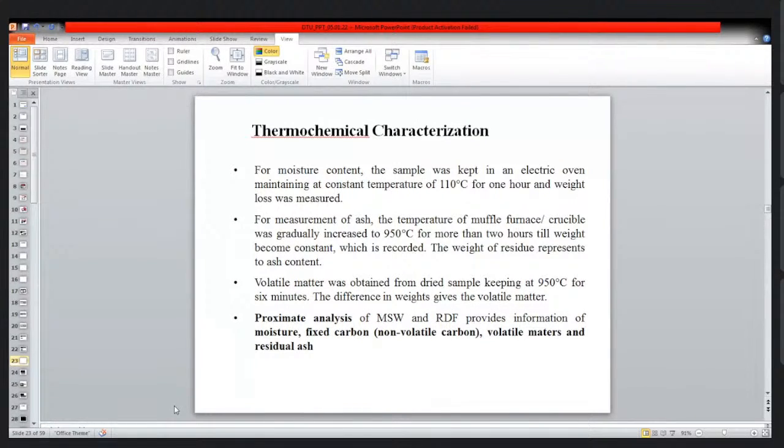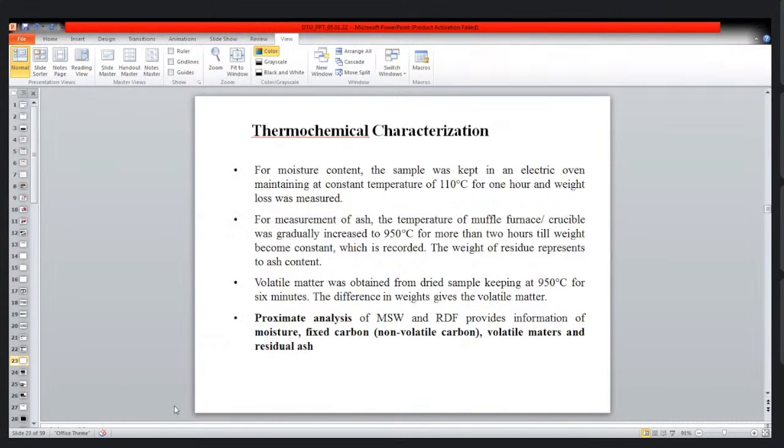So we obtain the moisture content of the feedstock. For measurement of ash, the temperature of the muffle furnace and crucible was gradually increased to 950 degrees centigrade for more than 2 hours till the weight became constant, which is recorded. The weight of residue represents the ash content. The volatile matter was obtained from the dried sample, keeping it at 950 degrees centigrade for 6 minutes. The difference in weight gives the volatile matter. Because volatile matter release is a time-dependent process, we take a certain time at a particular temperature where it is quickly released, so we do not need to wait longer. 6 minutes is enough.